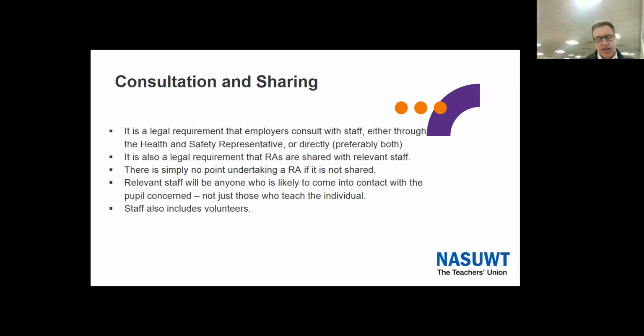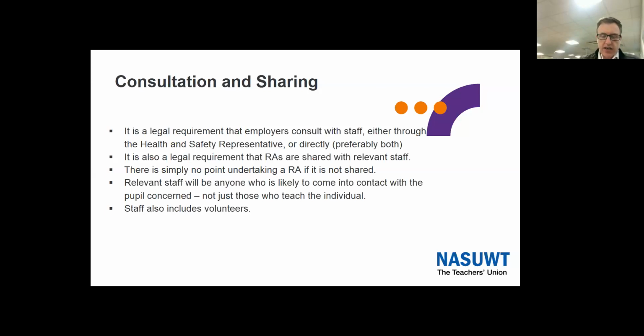Relevant staff in this case, again, as I said earlier, is going to be anybody who's likely to come into contact with the pupil concerned, not just those who teach the individual. And there have been some cases that have ended up in prosecutions where a risk assessment has been done and then it hasn't been shared. Somebody's then come across the pupil misbehaving or doing something, and that interaction, because they weren't aware of the steps, they weren't aware of the risk assessment, has led to an incident where people have become quite seriously injured. So, I can't really stress that enough.